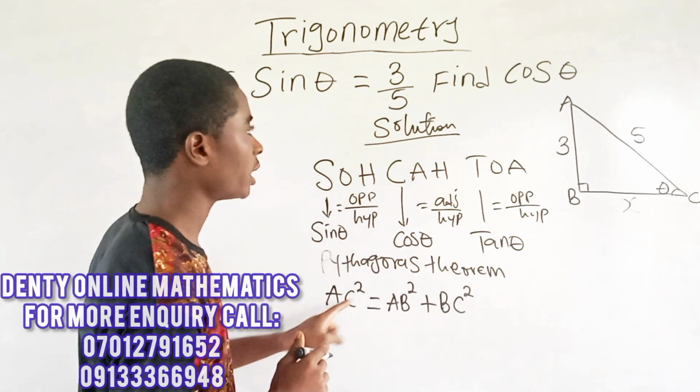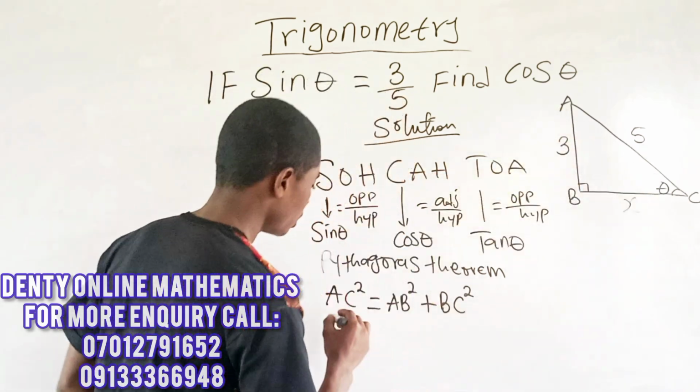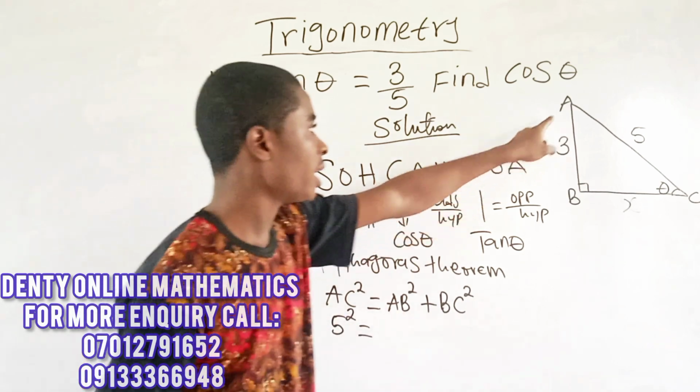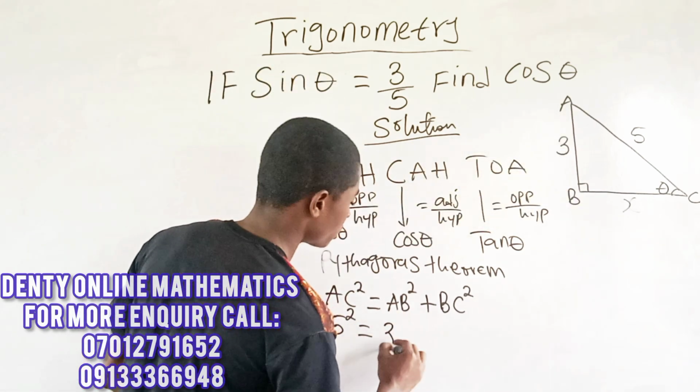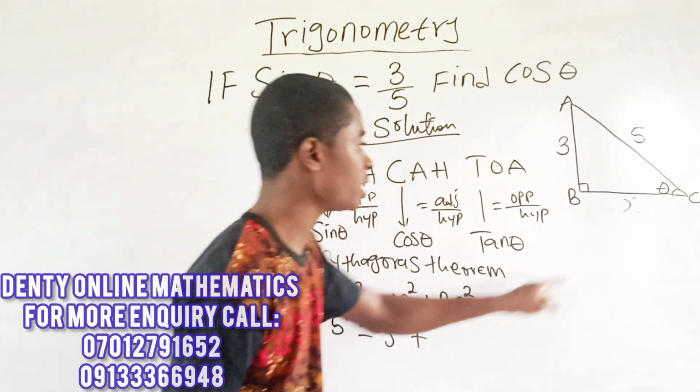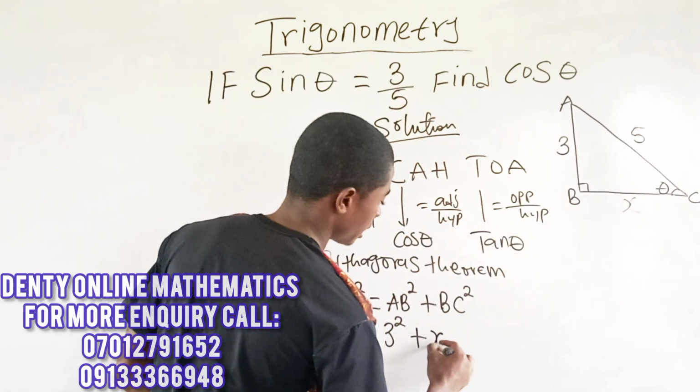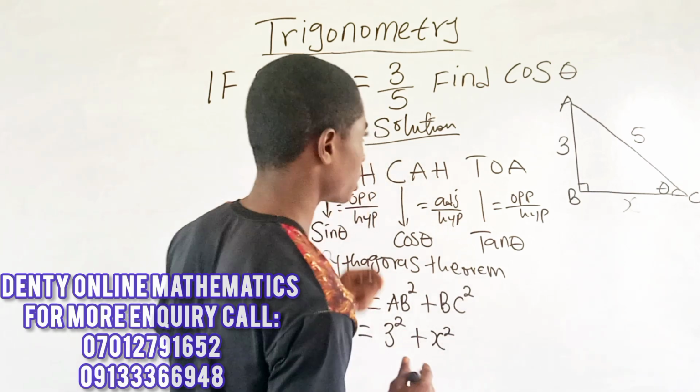Now what's our AC squared? AC is 5. So this will be 5 squared, equal to, what is our AB? Our AB is 3, so here will become 3 squared plus. What's our BC squared? We don't know it, so we can name it x squared. Now let's check something.